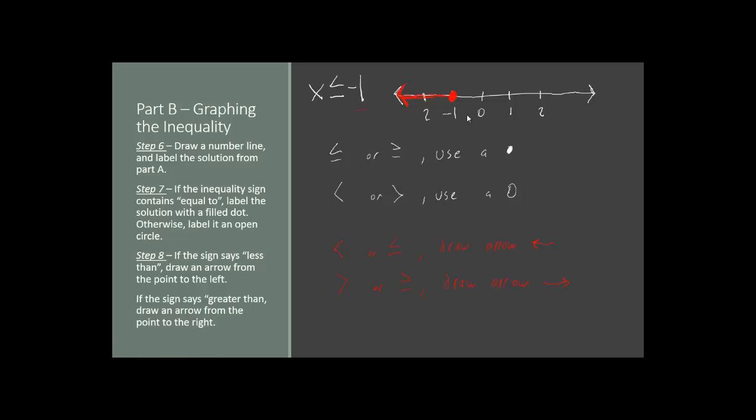But in the end, this picture right here with the number line, the closed dot, and the arrow pointing left will be your final answer. The answer is any number that is less than or equal to negative 1.